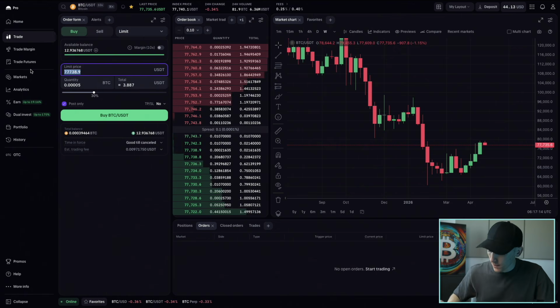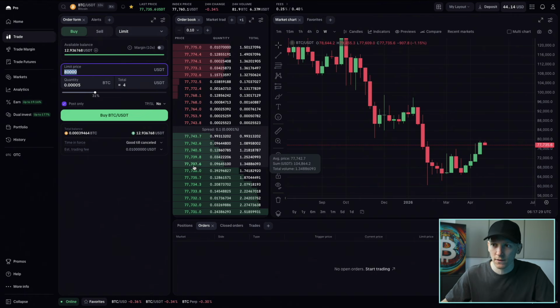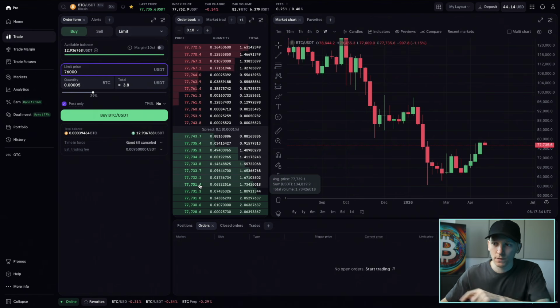So if I said here that my limit price is 80,000, well, the current market price is 77,743. So I would trade immediately. That's like a market order. Now with a limit order, the expectation is that you put your limit order below the market price and you wait for it to trade. So let's put it at 76,000 and we're going to join the order book down here.